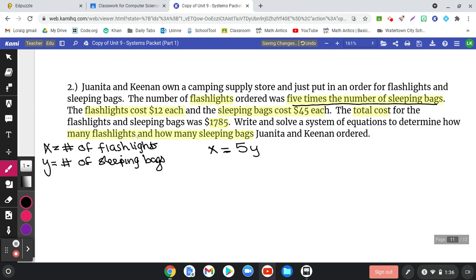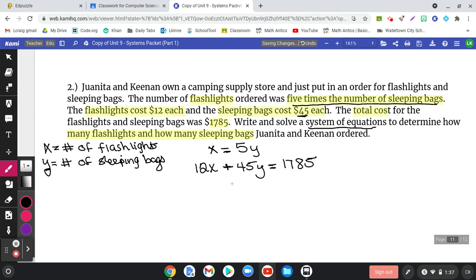We don't know how many of each there were. So flashlights is $12 and flashlights is X. So 12X plus the sleeping bags. Well, sleeping bags are 45 each and we're using Y to represent them. 45 times Y equals the total cost of $1,785. There's your system of equations, your two equations. So again, flashlights equal 5 times the number of sleeping bags. The cost of a flashlight is $12, so 12 times the number of flashlights plus 45 times the number of sleeping bags equals the total.